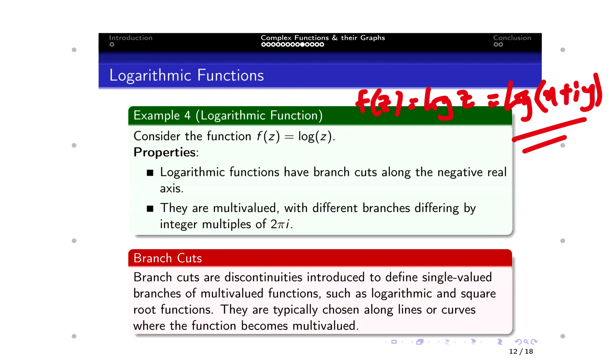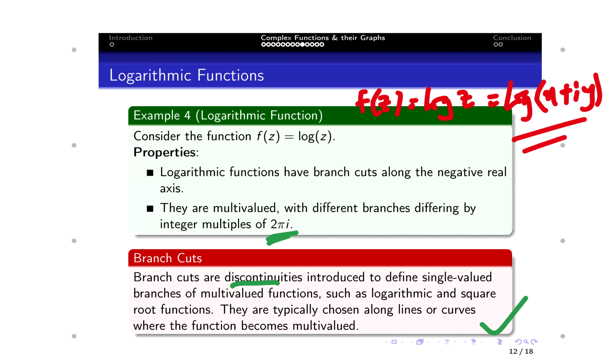So you have branch cuts. Now you have the definition of branch cuts down here, which we are going to talk about in a moment. They are multi-valued, with different branches differing by integer multiples of 2 pi i. So talking about branch cuts, branch cuts are discontinuities introduced to define single-valued branches of multi-valued functions, such as logarithmic and square root functions.